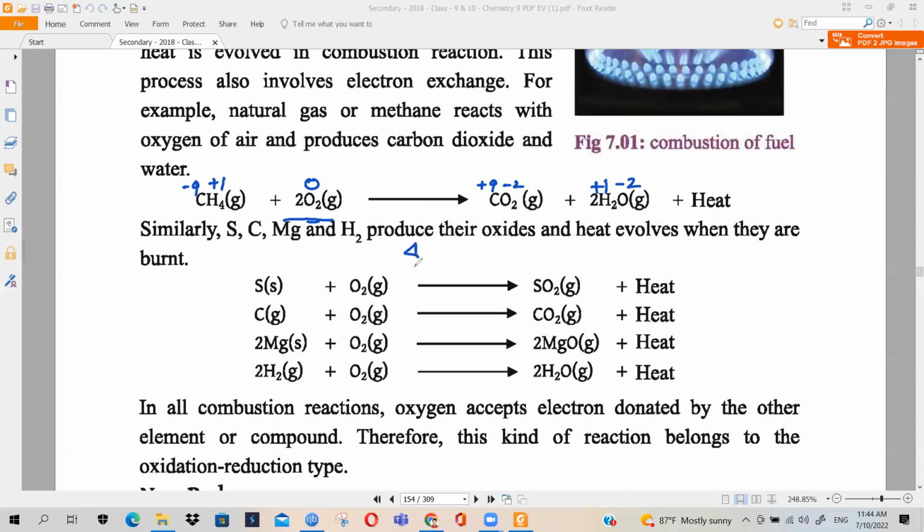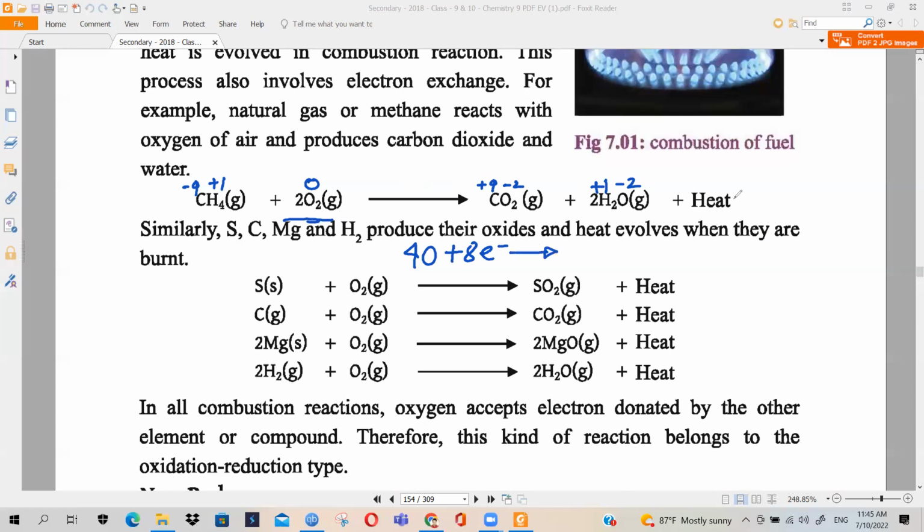4 oxygens, and each of them will accept 2 electrons. So all in all, how many electrons would be accepted? Tell me. 8. I was saying that each and every oxygen would accept 2 electrons apiece. So how many electrons would be accepted in total by 4 oxygens? 4, 8. 8. Yes, you are correct.